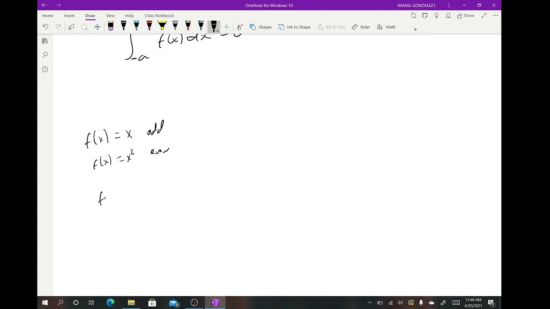When you plug negative x into an even function, it's going to be equal to the value at positive x. This is an even function. For an odd function, f of negative x is going to be equal to negative f of x. You could look at it as negative x, so it'll be an odd function.